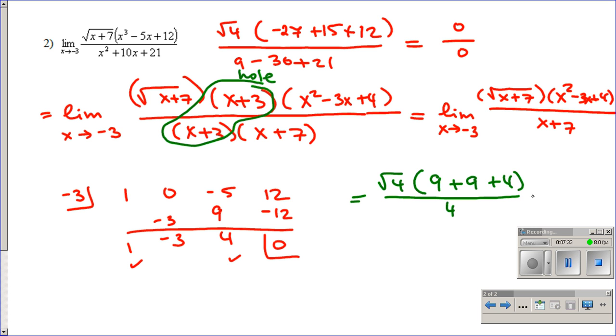So this gives me 2 times 22 over 4, which is 44 over 4, which gives me 11 as my answer. And then you're done. That's it.